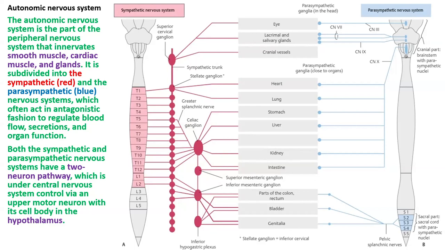The ANS is a part of the peripheral nervous system that innervates the smooth muscle, cardiac muscle, and glands. This part of the peripheral nervous system acts as a control system functioning largely below the level of consciousness. It means that it controls the function of structures that are not under your voluntary control. It controls the visceral function, and that's why it's called the visceral nervous system.